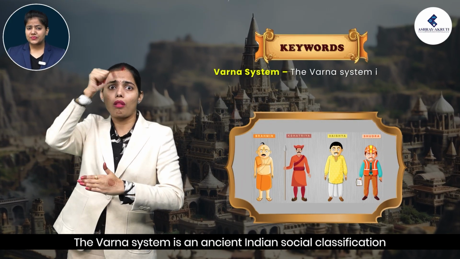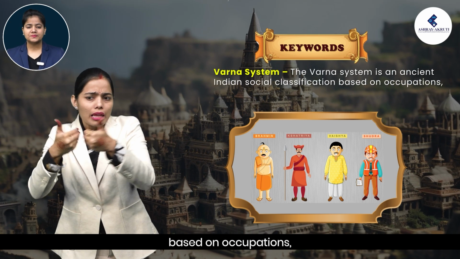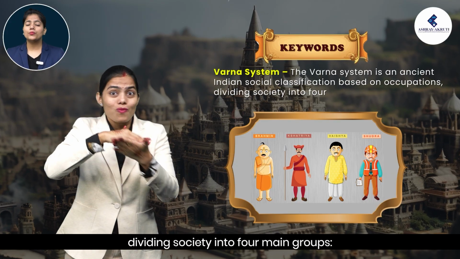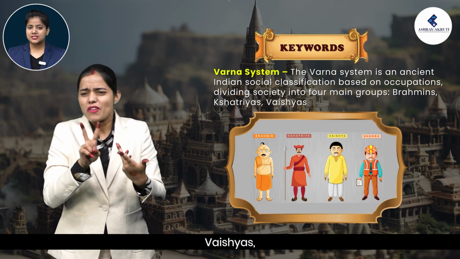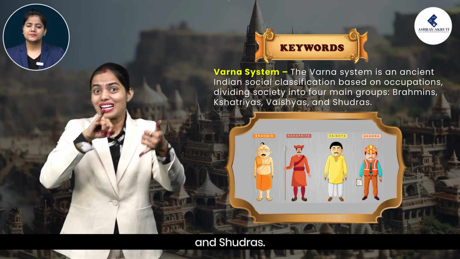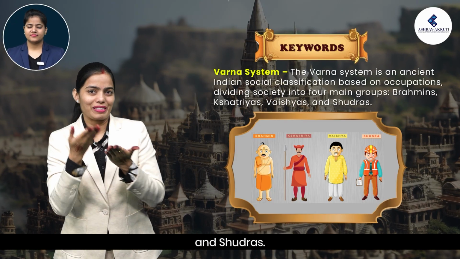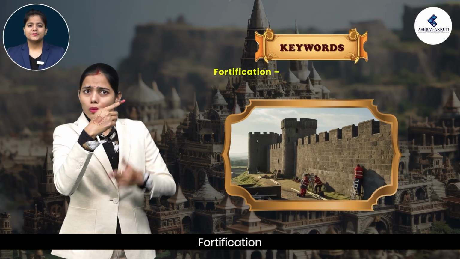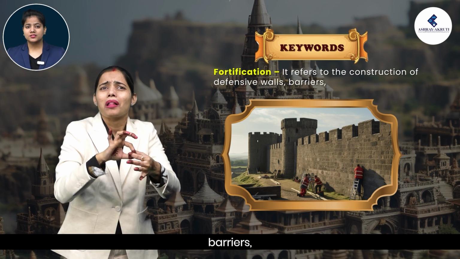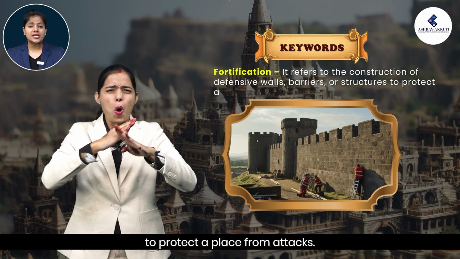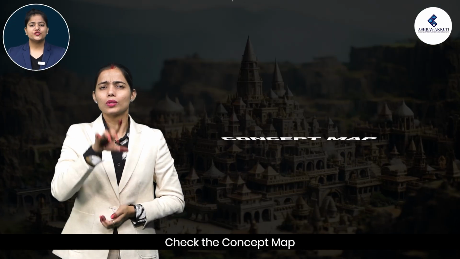Varna system: The Varna system is an ancient Indian social classification based on occupations, dividing society into four main groups: Brahmins, Kshatriyas, Vaishyas, and Shudras. Fortification: it refers to the construction of defensive walls, barriers, or structures to protect a place from attacks. Check the concept map.